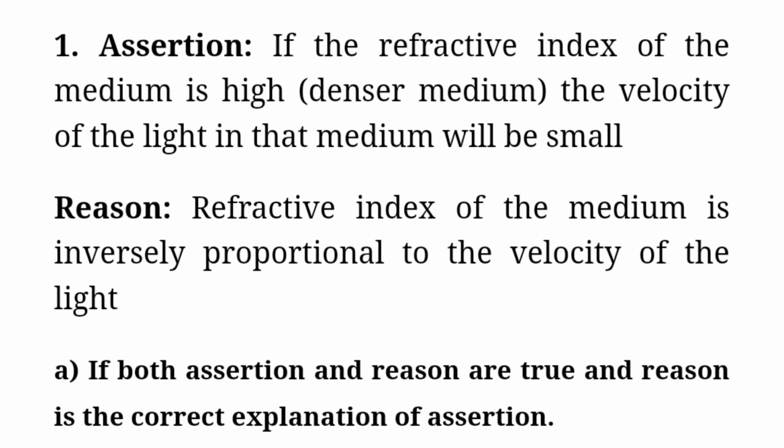First one, assertion. If the refractive index of the medium is high, denser medium, the velocity of the light in that medium will be small. Reason, refractive index of the medium is inversely proportional to the velocity of the light. Answer option A. If both the assertion and reason are true and reason is the correct explanation of assertion.